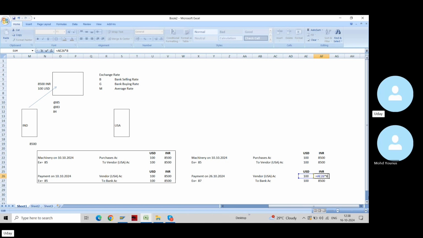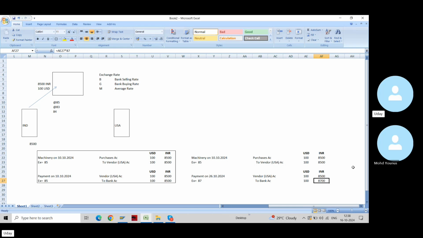Should I make it 87 in the vendor line? No, I can't, because you can't change the vendor liability. I already booked the vendor liability of 8,500. You're making the payment against 8,500 only, but you have to make the payment at the 87 exchange rate. So we have to change the rate here in the line to bank.